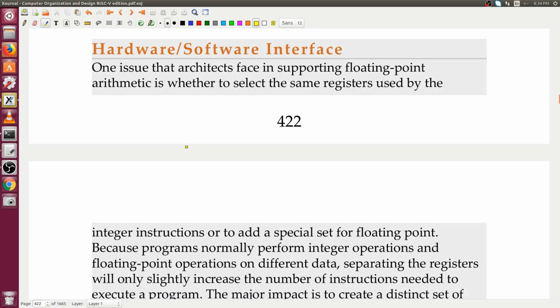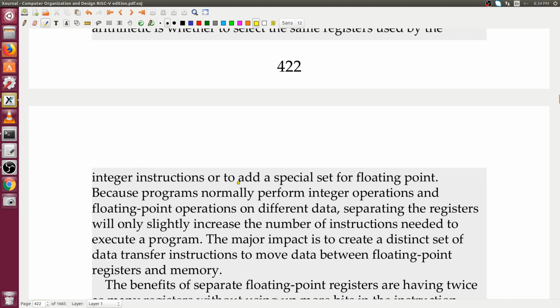Okay, so let's look at this hardware-software interface key point. One issue that architects face in supporting floating point arithmetic is whether to select the same registers used by the integer instructions or to add a special set of floating point registers. So this is whether or not we want to have a split register file. Because programs normally perform integer operations and floating point operations on different data, separating the registers will only slightly increase the number of instructions needed to execute a program.